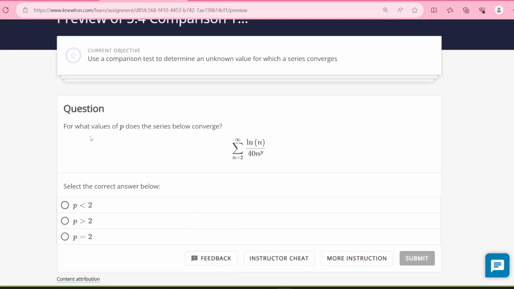All right, so look here, we've got for what values of p does the series below converge? All right, so we have the sum from n equals 2 to infinity of the natural log of n over 40 n to the p.